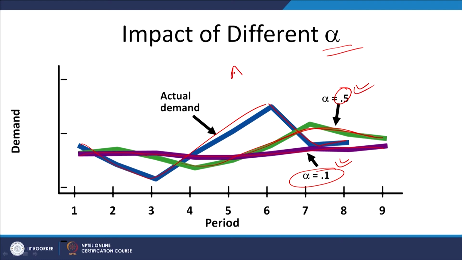So, when the average of the actual demand is shifting significantly, it is more appropriate to use the higher alpha value, so that it reflects the fluctuating demand variation in the forecast also.